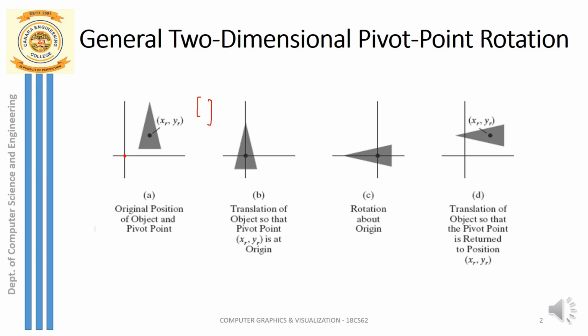So first let's see the object. The object is a triangle, a basic 2D object, and the point about which we are performing the transformation here is an arbitrary point, and that arbitrary point you can see is xr comma yr. And now the transformation that I am applying over this triangle is a rotation. I am supposed to rotate the triangle about the pivot point xr comma yr.